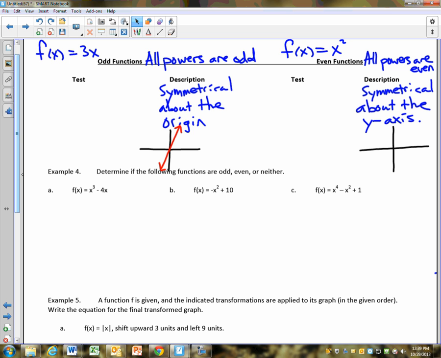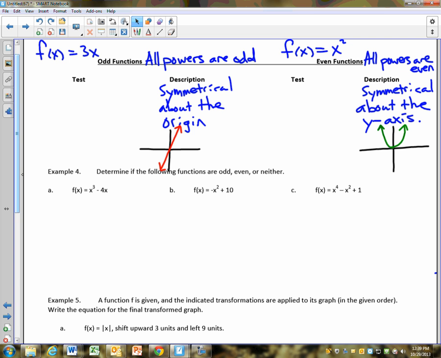Now, look at this, guys. If I took this line and spun it around the origin, it would give you that same exact shape. That's what makes it odd. It is symmetrical about the origin. If you look at this one, the graph of x squared, it's a parabola. I could twist and spin it around the y-axis, and it would be the same shape. That makes it symmetrical about the y-axis.